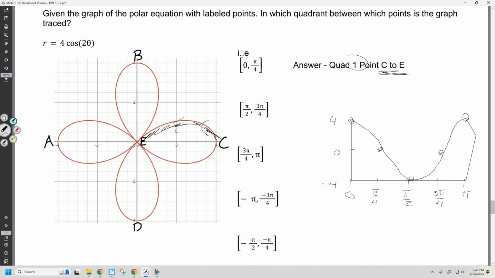No. Between pi over 2 and 3 pi over 4, you would think it's B to E, right? But from pi over 2 to 3 pi over 4, my radius is negative. From pi over 2 to 3 pi over 4, we actually have this portion of the graph, D to E, in quadrant 4. D to E, because we're talking about a radius of negative 4 to a radius of 0. Okay, 3 pi over 4 to pi.